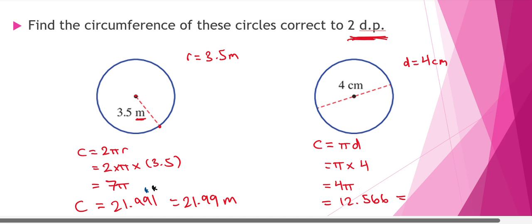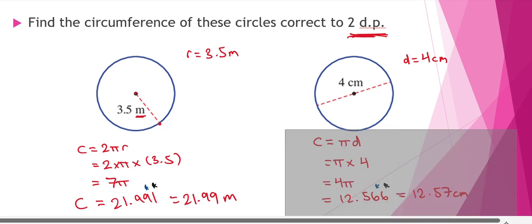So just remember, the second decimal place is technically 2 digits after the decimal point. Now, where the black star is, I've got to check whether I need to round up or round down. Because 6 is within 5 to 9, I need to round up in this case. So that 6 in the blue is going to change, and we get 12.57 centimeters, just like that, okay?